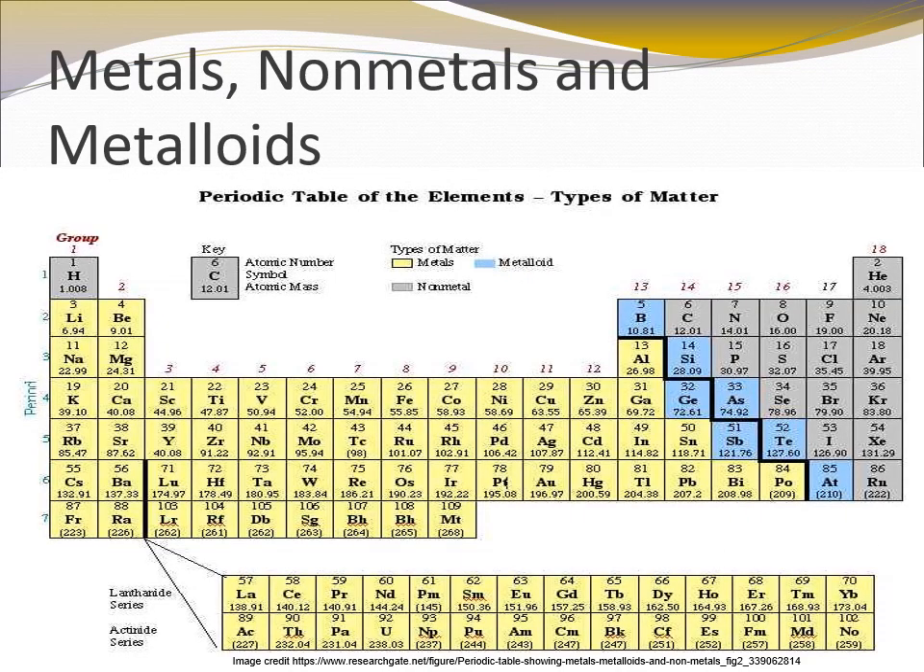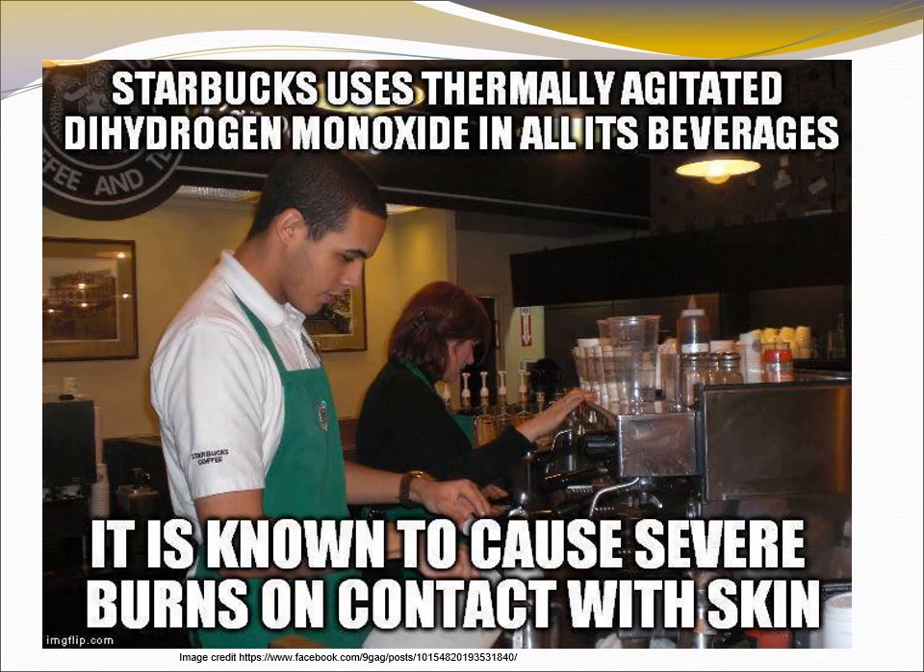Just a quick review of metals, nonmetals, and metalloids. Metalloids are here in that step stair spot. Metals are to the left. Nonmetals are in that top right corner. Good? Good.